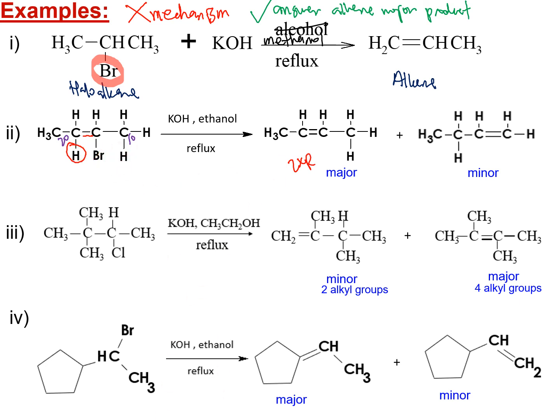Okay, let's say I take this Br, then I take this hydrogen atom, a primary hydrogen, therefore I will form a double bond around here. So if I form the double bond around here, I will get a minor product because I will only have one alkyl group around the carbon-carbon double bond. You get it?